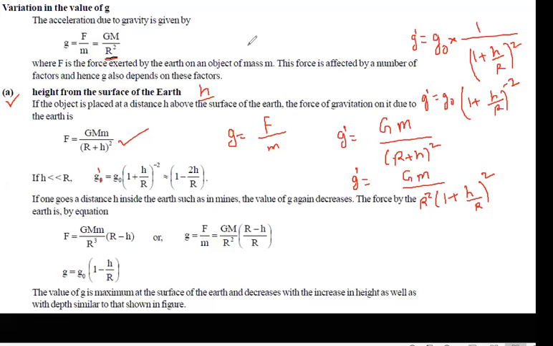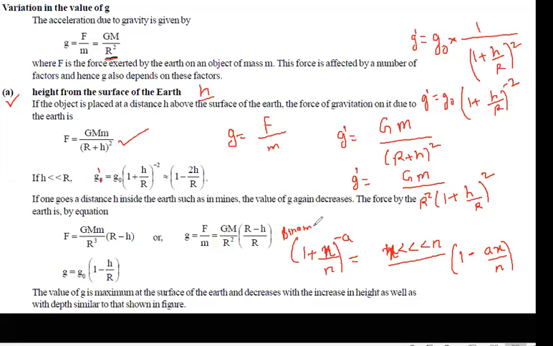Now here we have a concept. If I'm having (1 plus x by n) to the power minus a, minus something, anything, and if x is very, very less than n, then this expression can be written as 1 minus a x by n. This is from the binomial theorem. Students, just remember this. This is what happens according to maths. Everyone, tell me, got this?